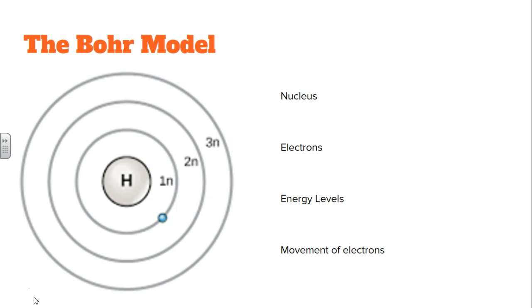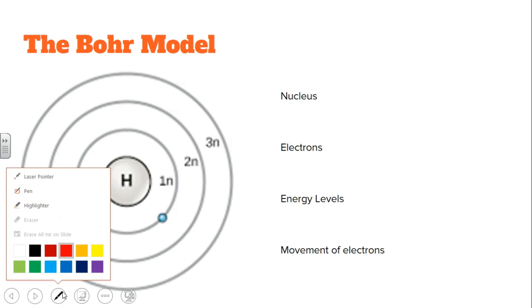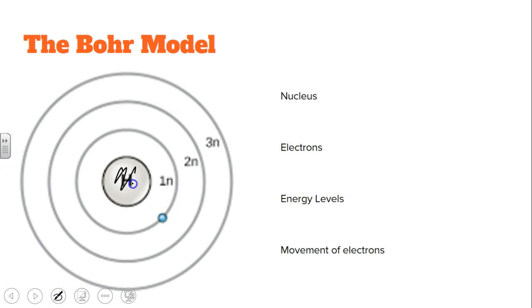So what we have in the Bohr model is the nucleus right here that's got stuff in it. In this case, we're looking at the hydrogen nucleus. The hydrogen nucleus has one proton in it, but other nuclei can have neutrons in them as well. But what makes the Bohr model very powerful is how it represents the electrons.